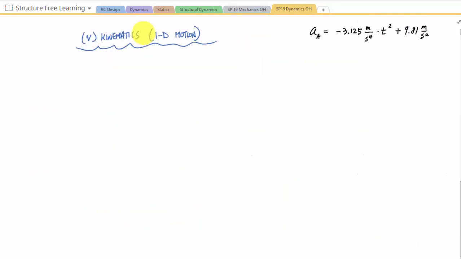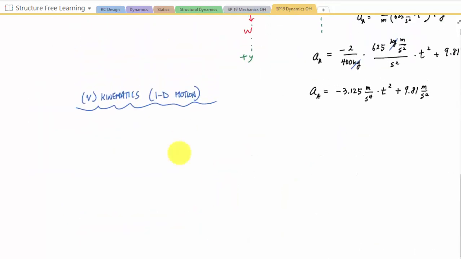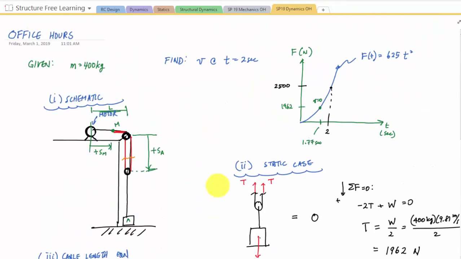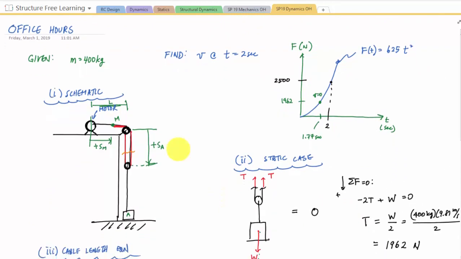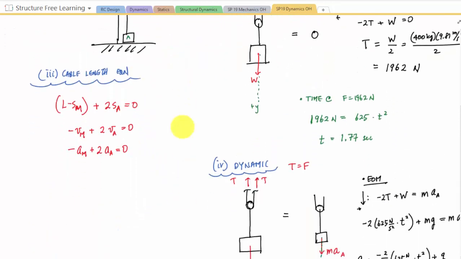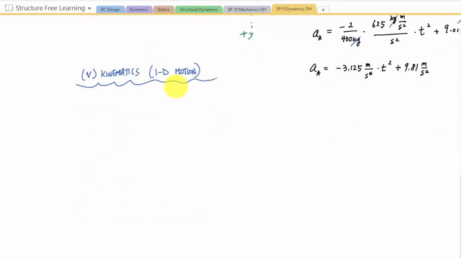So which way do you feel better? You want to do the 1D motion on M or on A? I guess just on A. On A. So we want to find the velocity. Yes, we'll do it on A because we want the velocity of A. So we might not even need the cable length equation. That's convenient.